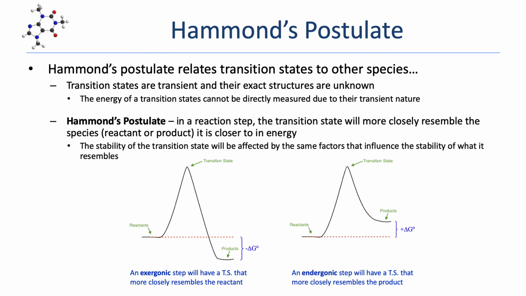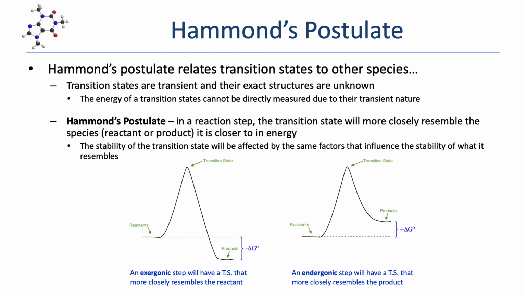The problem is that transition states are transient. Their energies can't be directly measured, and they can't even really be drawn properly because they involve partially formed and partially broken bonds. So how can we compare the relative energies of transition states when we don't even know exactly what they look like? Well, the way we get around this problem is to invoke Hammond's postulate.